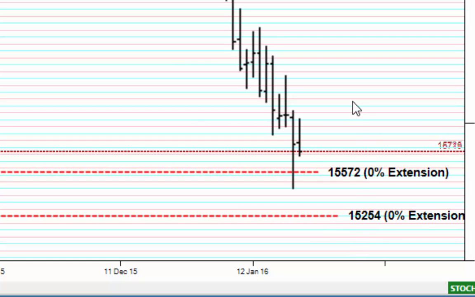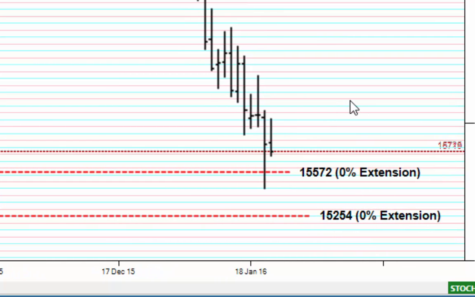The 15,254, I have no doubts, is going to be reserved for the plunge protection team, because once this breaks, that really does set a precedent and also shouts to the world that we have a major problem because it's not held. You can see there the decline in this market. But watch the 15,572 if we go down to this level again today.